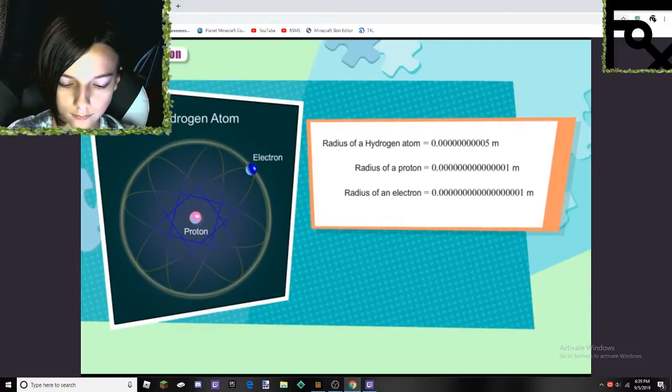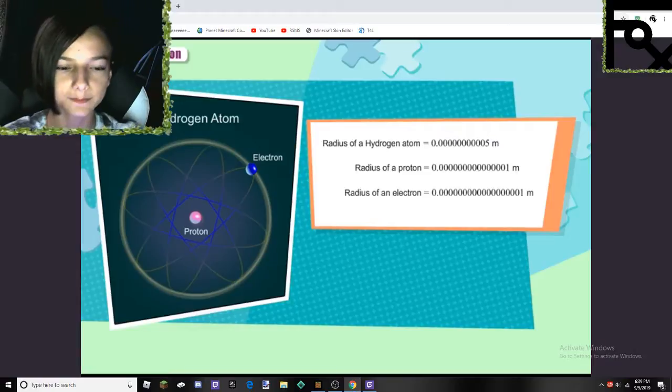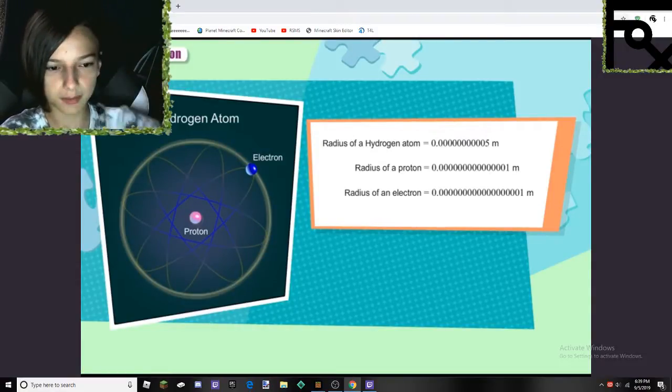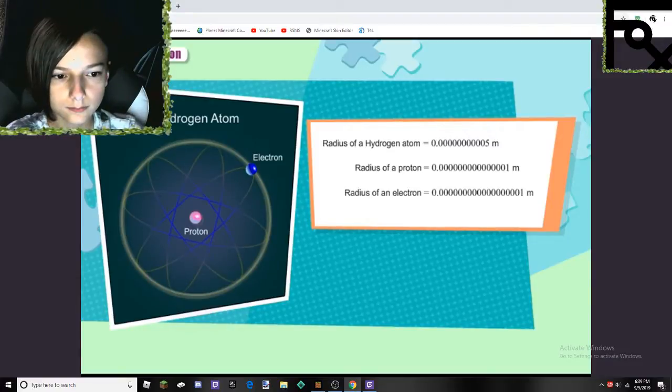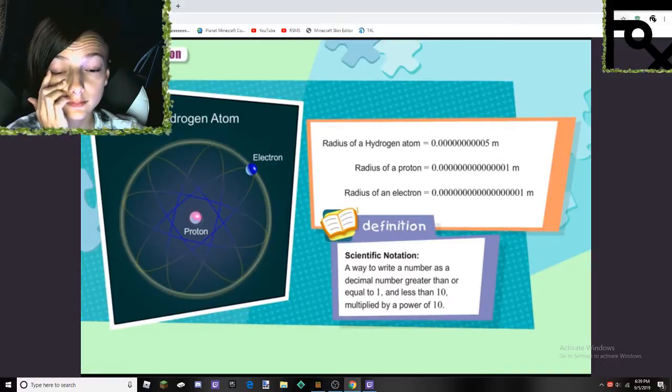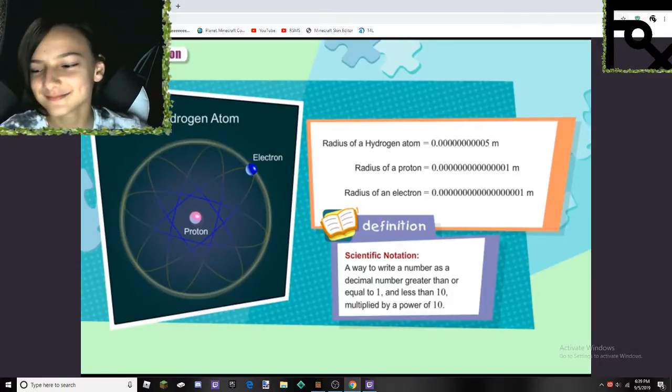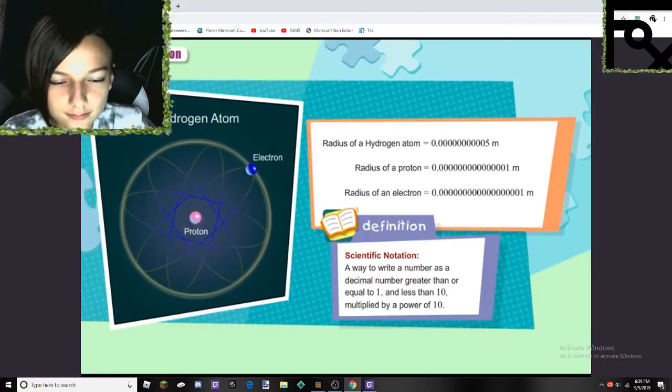As you can imagine, writing out numbers like these all the time could get quite tedious. This is why many scientists and mathematicians use a system to represent very large and very small numbers in a way that makes them easy to read and write. This system is called scientific notation. Scientific notation is a way to write a number as a decimal number greater than or equal to 1 and less than 10, multiplied by a power of 10.